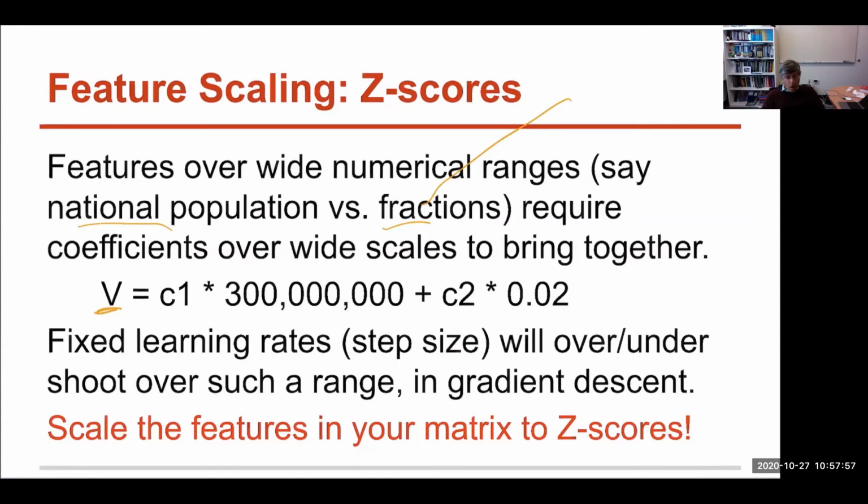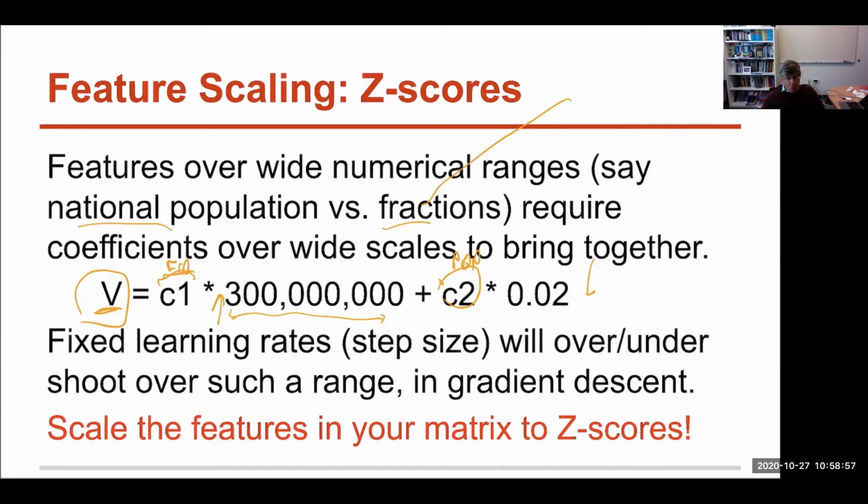But note that, at least in the United States, there's 300 million people. The percentage of people that went to college is a number between 0 and 1. Maybe it's 0.5, maybe it's a little more, maybe it's a little less, okay? It should be clear that if you want a model to predict things that are a function of the fraction and a function of the population, and both are components of the model, you have to take the fraction and multiply it by a lot, or take the population and multiply it by a very small number, in order to make these things comparable so they can contribute to the target variable, okay?